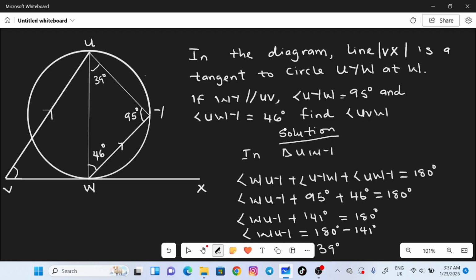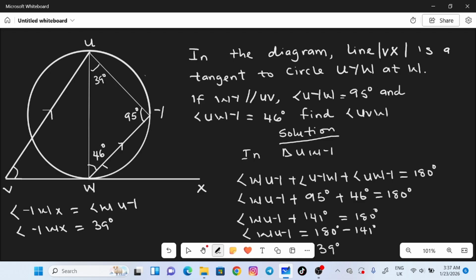So angle YWX equals angle WUY. Our angle YWX equals 39 degrees, because our angle WUY is 39 degrees.